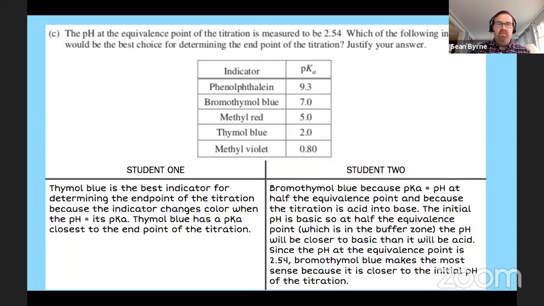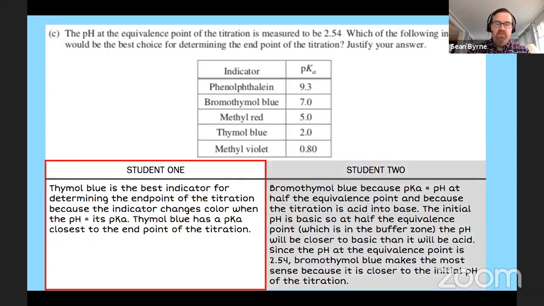What we're identifying is that at the equivalence point, the pH is measured to be 2.54. So we want to know which of the following indicators would be the best choice for determining the endpoint of the titration. We're given 5 of them here. And I hope that you're able to identify that student 1 was indeed correct here, that thymol blue is the best indicator for determining the endpoint of the titration because the indicator changes color when the pH is equal to its pKa. So the thymol blue has a pKa right here at 2.54.